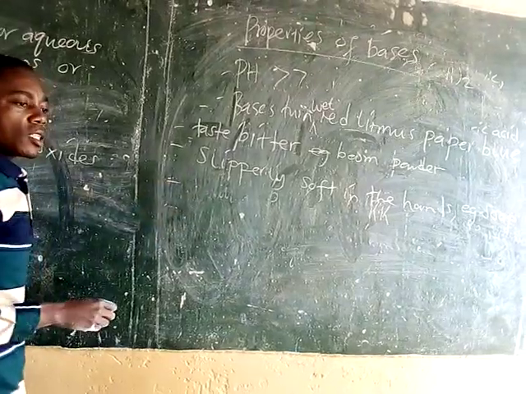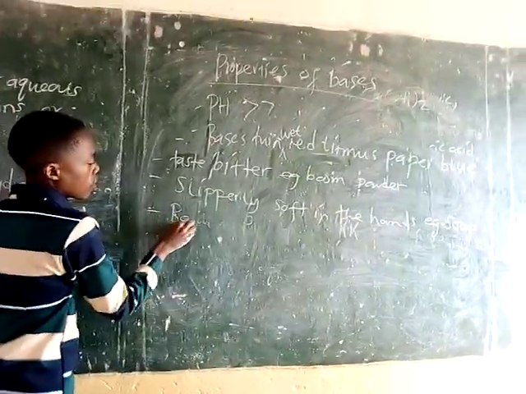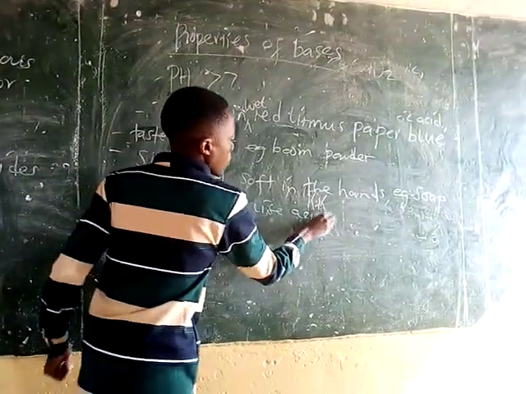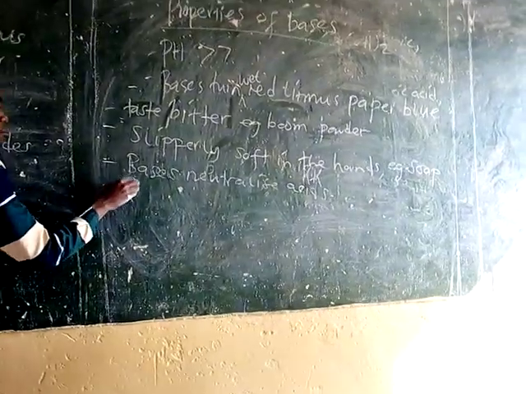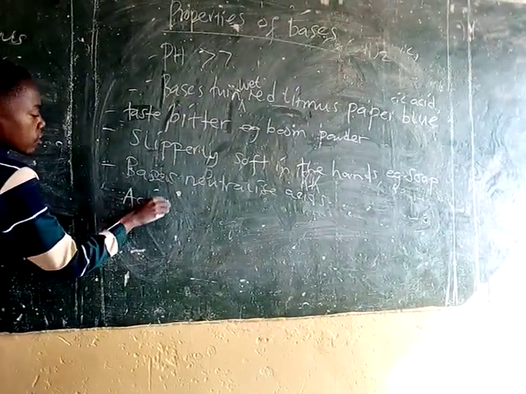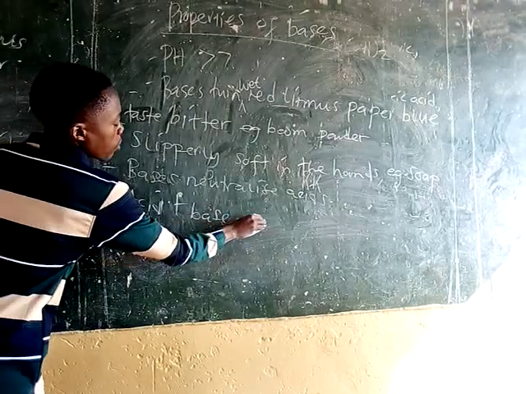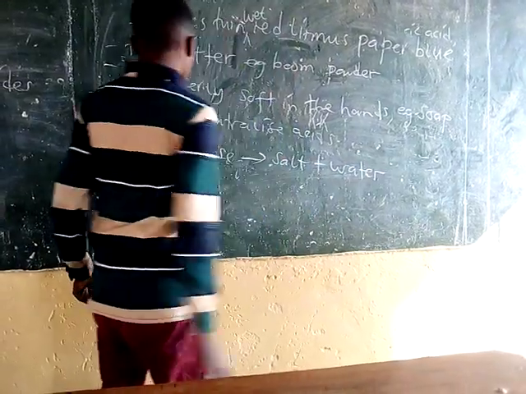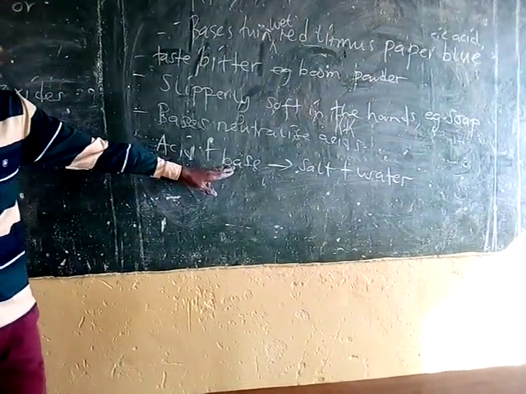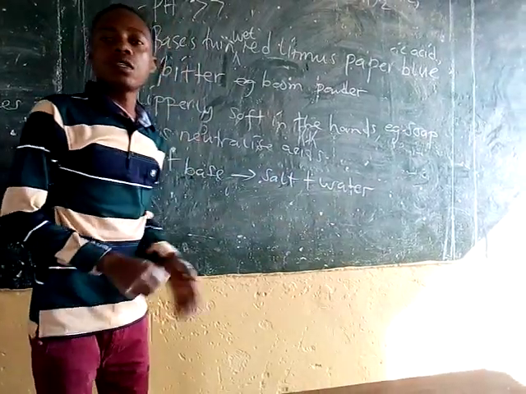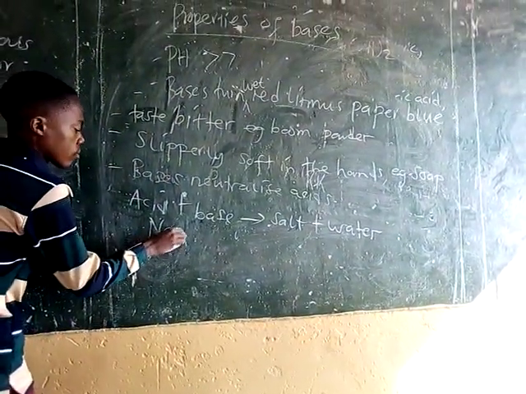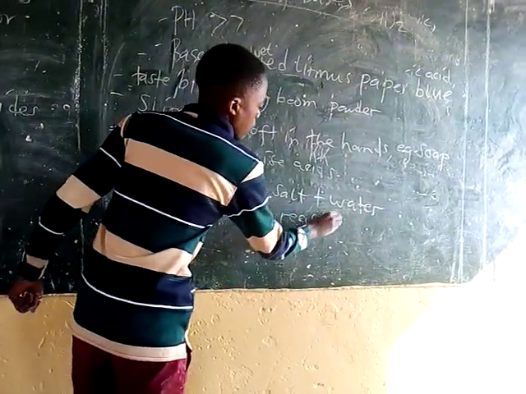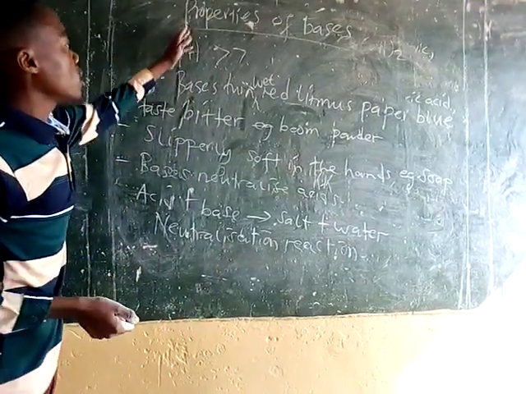Apart from that, bases neutralize acids. Meaning, for example, when you combine an acid with a base, the products are salt and water. And this chemical reaction, the reaction between an acid and a base to form salt and water, is called a neutralization reaction. So these are the properties of bases.